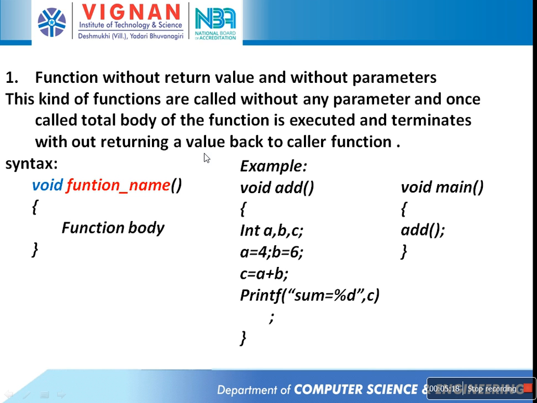So if you take an example, add is a method which is called from main. We are not sending anything from main to add. At the same time, add is not returning any value back to main. In this case, main is called the caller function, add is called the called function. So when add is called, it is going to do the work and complete the work, and the result is completed here itself, so that it terminates without returning any value back. This is an example for the first category.